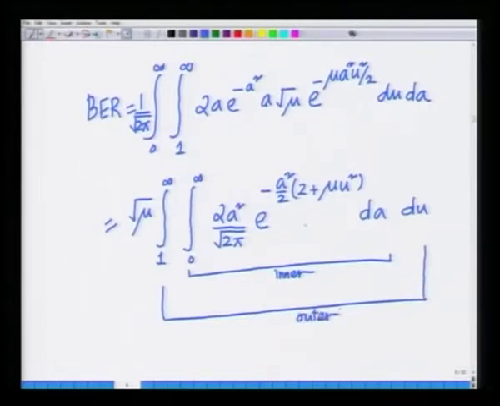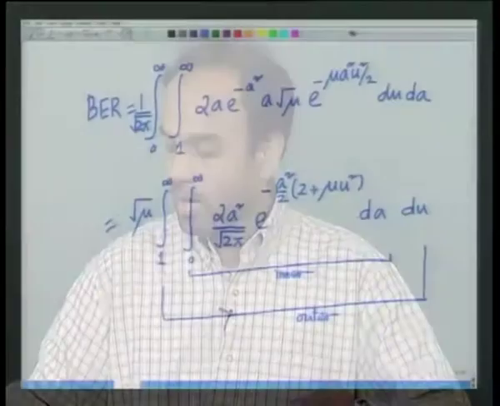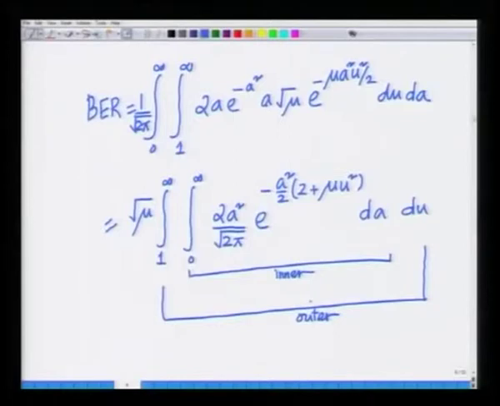So, because of the flip that we did, the inner integral is now with respect to a and the outer integral with respect to mu. Now, let me first simplify this inner integral, which is the integral from 0 to infinity of 2a square over square root of 2 pi, e power minus a square over 2, times 2 plus mu u square. Let me simplify this inner integral.